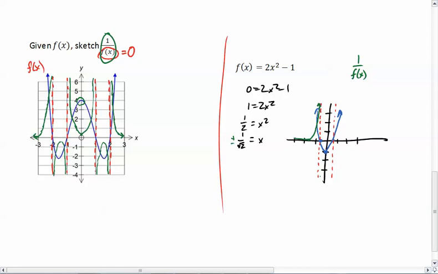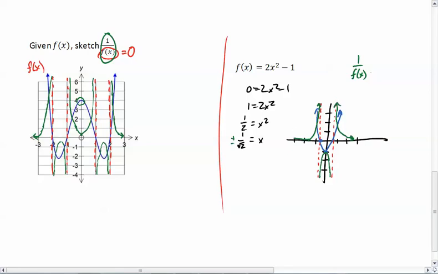Now notice here that f of x is -1. 1 divided by -1 is -1, which means that should be my maximum there before it starts going down again. And then I should get an exact repetition because it is symmetric. So something like this on the other side.